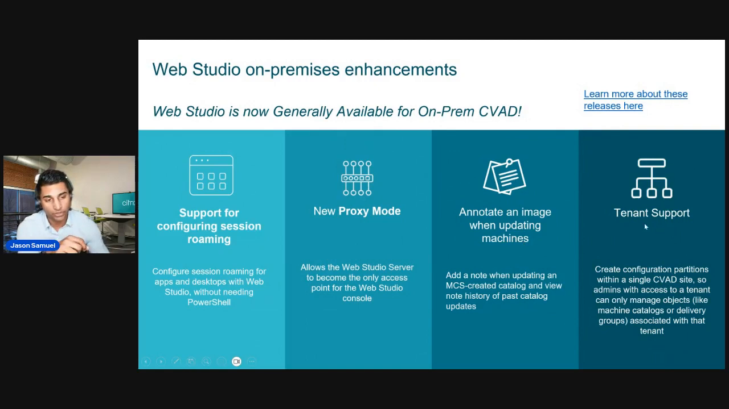Also, another thing that helps with larger teams is tenant support. So you can create configuration partitions within a single CVAD site, so you can have some admins, for example, access only certain objects. Let's say that you have an external support team, like an operations team, that manages a certain set of desktops for an M&A type activity. Well, you can just give them access to just that. They don't see everything else, like your enterprise desktops or your enterprise published apps. It gives you a lot more slice and dice capability as far as role-based access control into just certain portions of your Citrix estate.